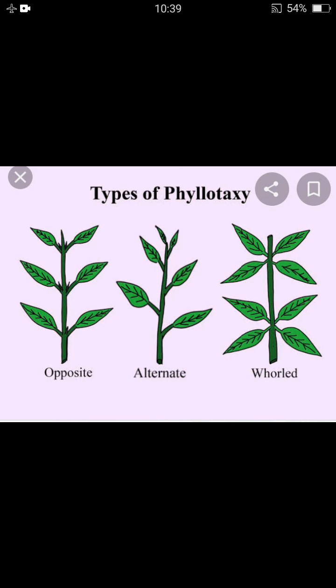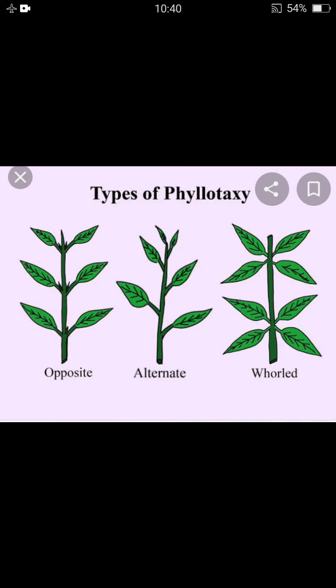First, I am going to explain about opposite phyllotaxy. As we are seeing firstly on the screen, the opposite type. A pair of leaves arise at each node and lie opposite to each other. Example, calotropis, and even guava also.